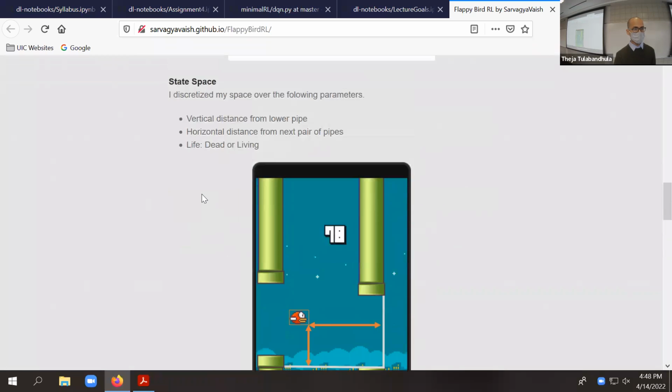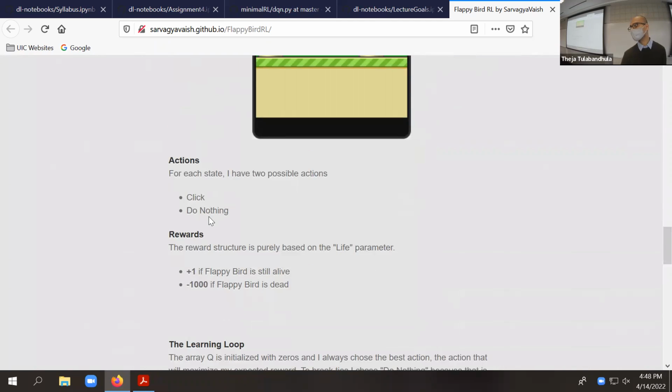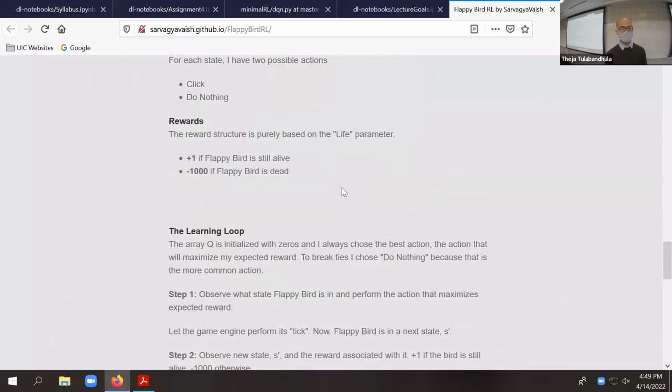In fact, this page, which is linked on the course page, tells you what the state space is. The states are the distance from the pipe, the distance from the next pair of pipes, and whether you're alive or dead, for example. And then the actions are click or do nothing, so two actions that you can take. Rewards are +1 if you're still alive, and -1000 if you're dead. Just based on this, interacting with the simulator, it's able to learn a policy. So you should check it out.